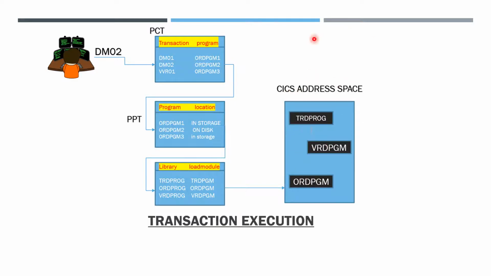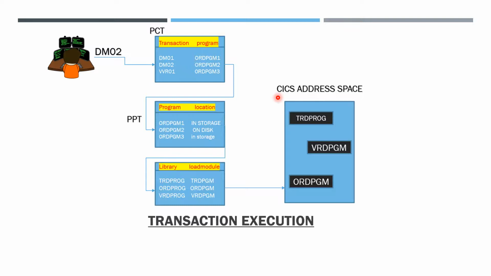We are running programs in this address space, so it is termed the CICS program region. Region means a separate address space is allocated to that region. A separate region, a separate address space, is allocated to all the programs. In the program region, only programs will run.